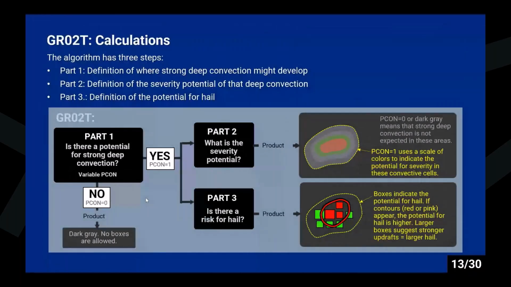All right. How does the algorithm compute its fields? The algorithm has three parts. So the first part is basically just deciding if there is a potential for convection, for strong deep convection to form. So it looks at 5 parameters that I'm going to show in a second. And if all the parameters coincide, it says, okay, yes, there's a potential. So if the parameters don't show that potential, then nothing happens. But if the answer is yes, then what the algorithm does is first, it evaluates the severity potential, how strong the severity potential is, and then it also evaluates the potential for hail.